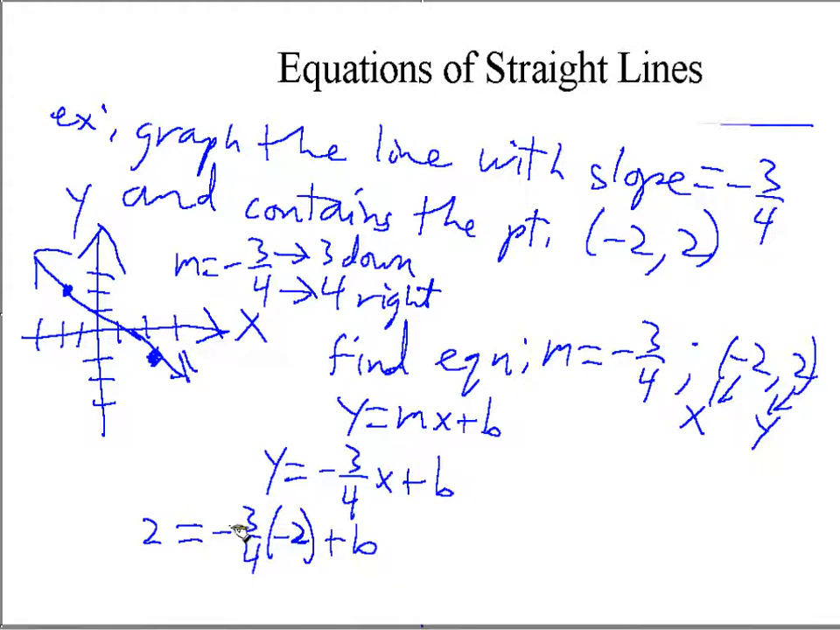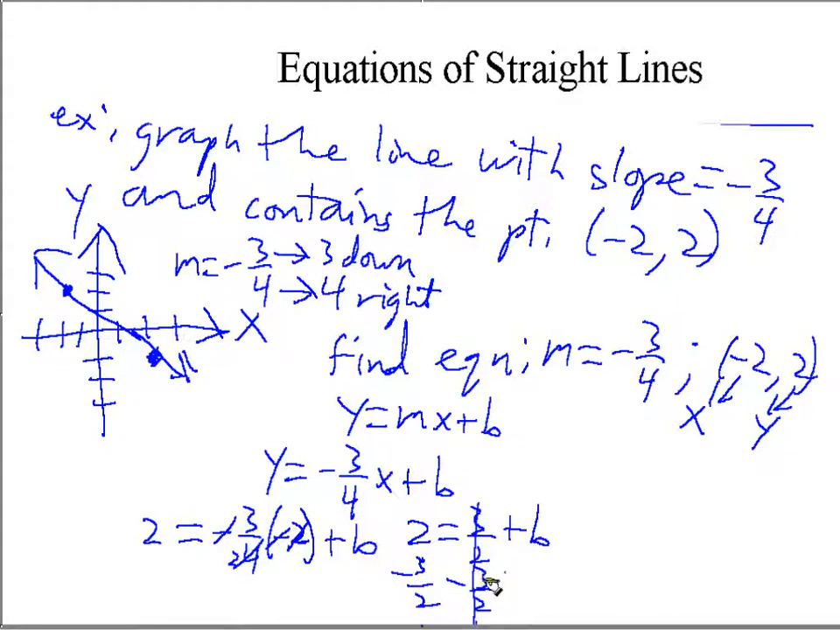Let's work it out. Negative times negative is positive. 2 into 4 how many times? 2 times. So what I have then is 2 equal to 3/2 plus b. Can we see that? If I simply subtract 3/2 on both sides of the equation, that takes care of that.